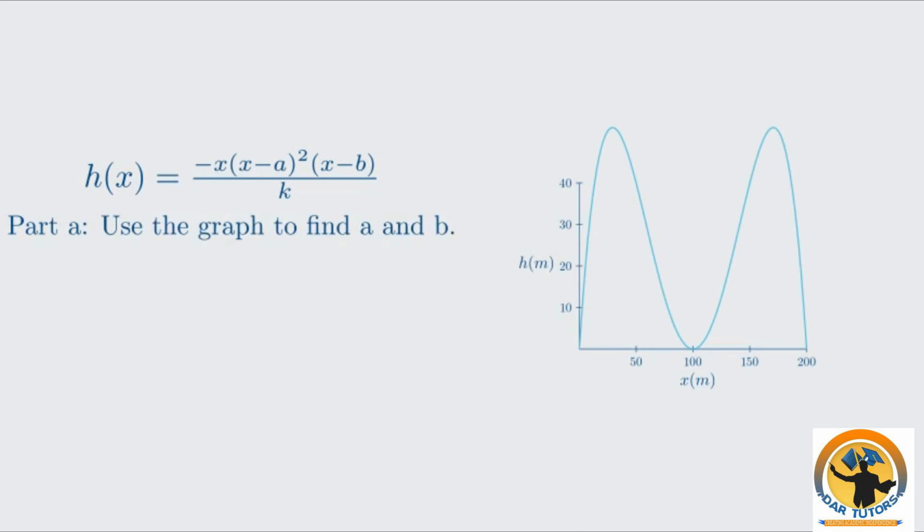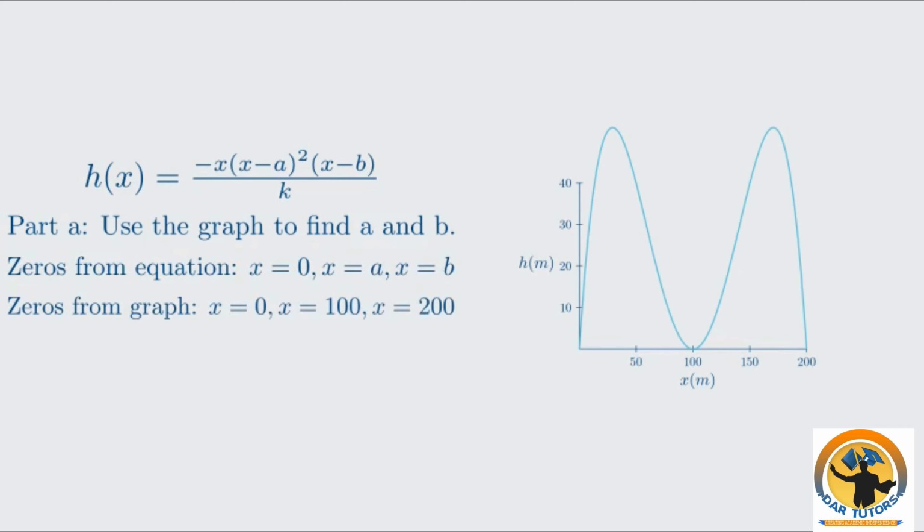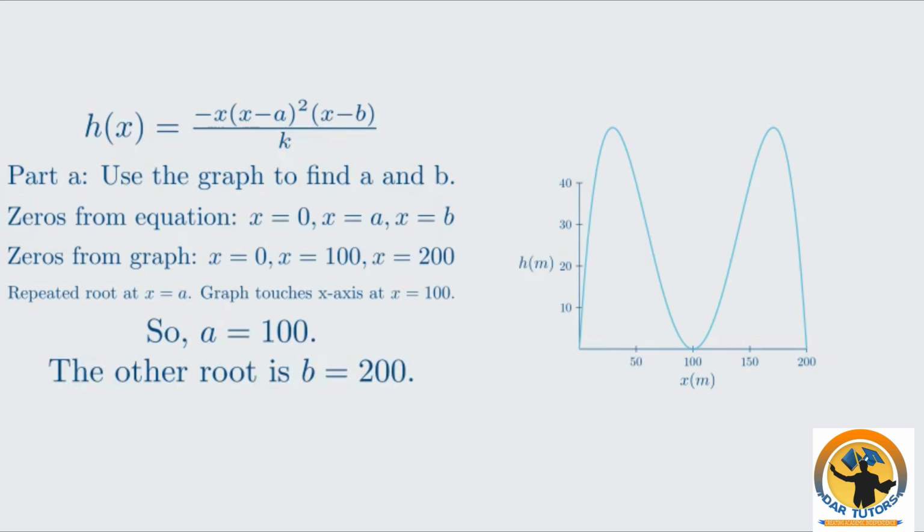We need to find the values of a and b from the graph. The zeros of the function are the x-intercepts. From the equation, the zeros are x equals 0, x equals a, and x equals b. The graph shows x-intercepts at x equals 0, x equals 100, and x equals 200. Notice that the graph touches the x-axis at x equals 100 and turns around. This is characteristic of a repeated root, or a root with an even multiplicity. In our equation, the factor x minus a is squared, indicating a repeated root at x equals a. Therefore, we can conclude that a must be 100. The other root, b, must be 200.